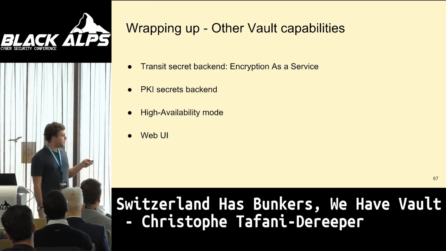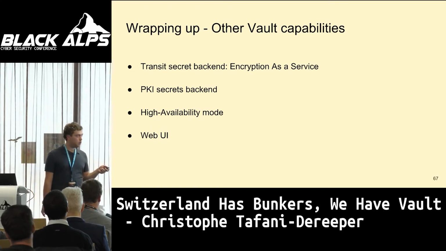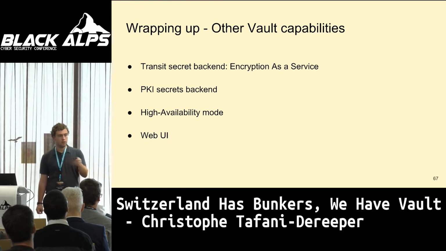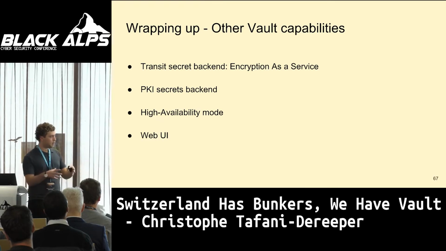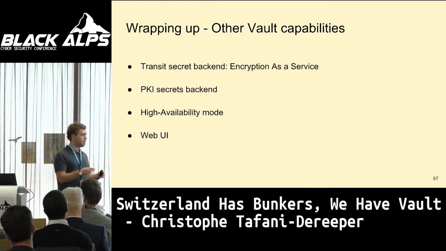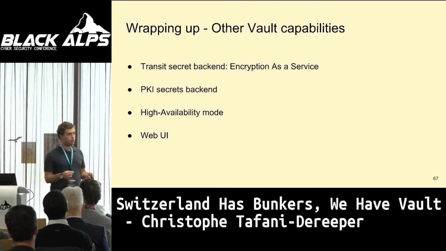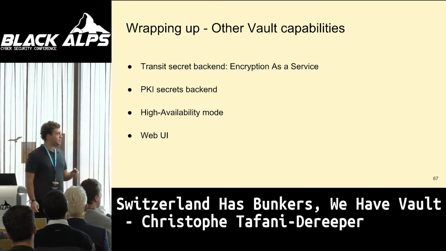Then you have a PKI secrets backend where you can have Vault hold the CA key and act as a certification authority. And you can have users that ask Vault, hey, can you sign this certificate for this host? And this allows you to have a centralized way to manage certificates. You can have the audit log, so you can know who signed which certificate when, and you can have some ACLs on that as well.